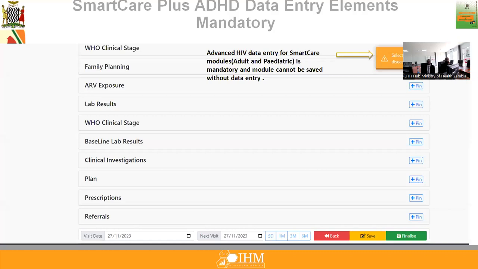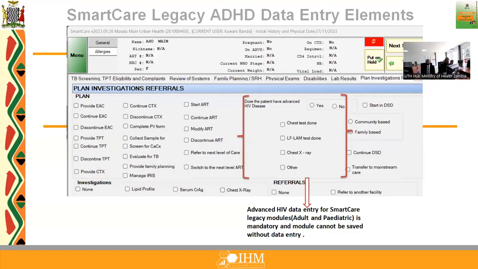And for the labs, similarly, you have where you can put the CD4 count and where they can do the clinical staging. Next slide. And this is where they are. Those who have advanced HIV disease, those particular elements, you can fill them in the legacy. Next slide.